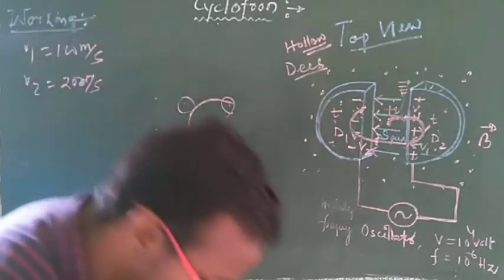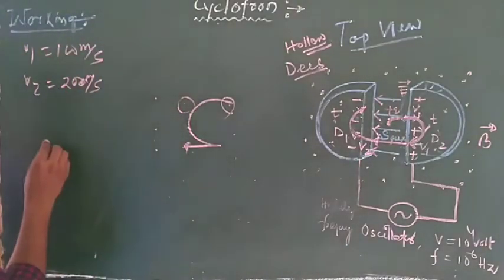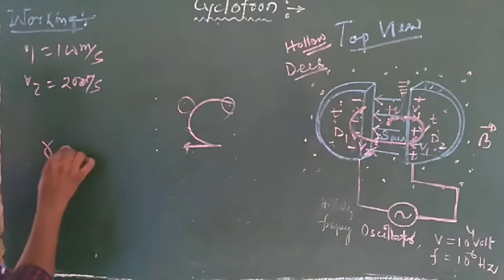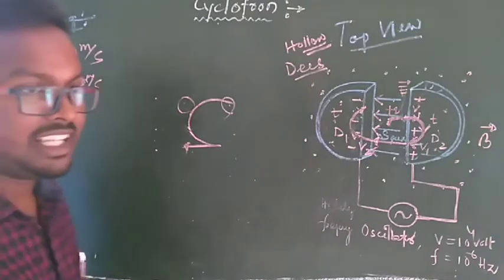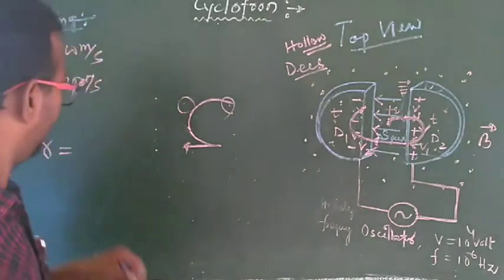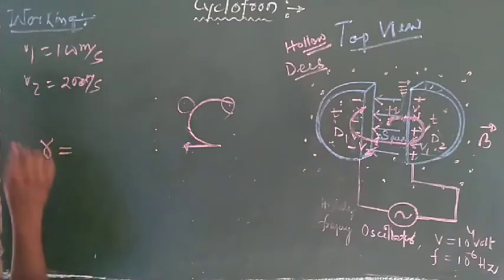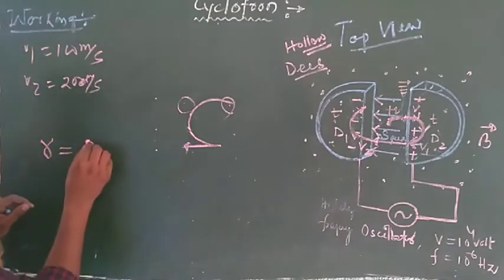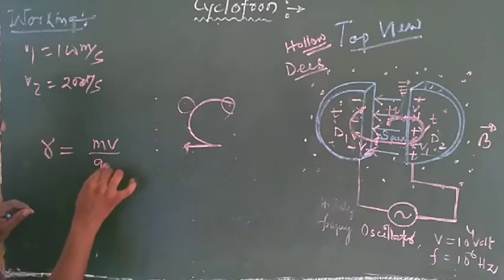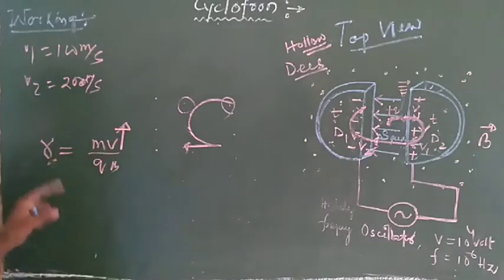Clear? Because we know the radius of a charged particle moving inside a uniform magnetic field, which we discussed in previous classes, is R equals mv by qB. That means the radius of the charged particle increases if the velocity of the charged particle increases.